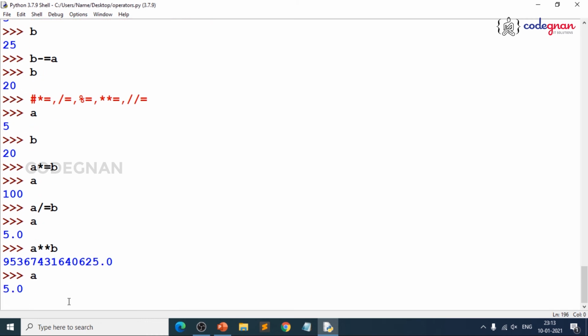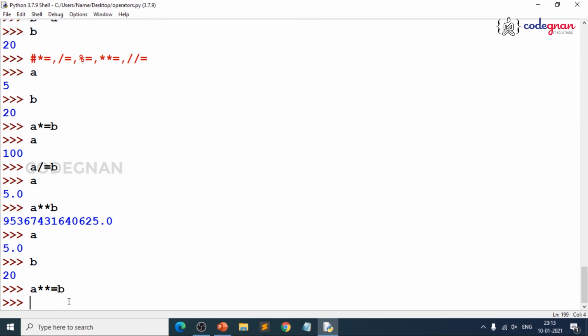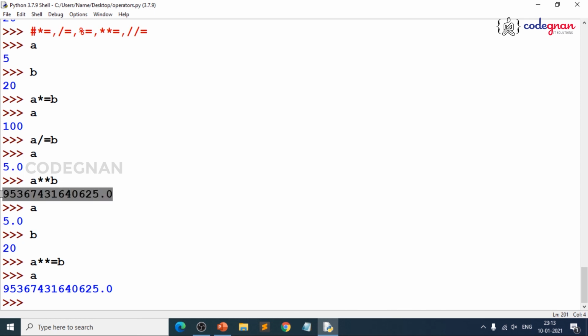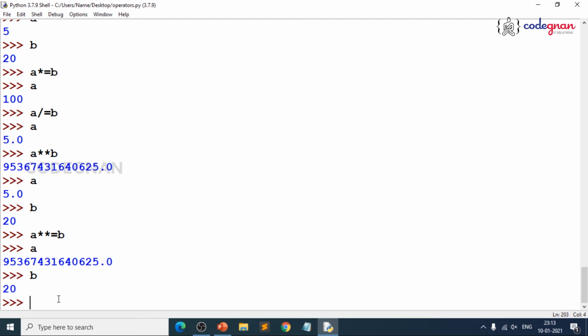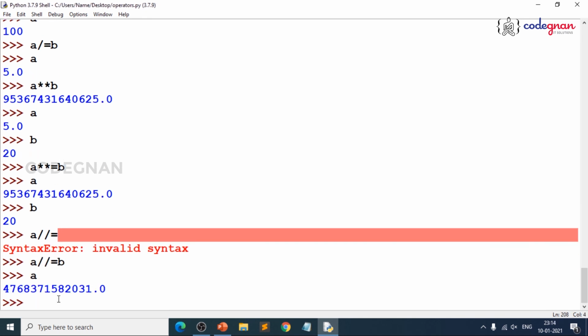So let me make it simple. A is 5.2, B is 20. I just wanted to make sure, A double star equal to B. A is equal to A double star B. What is A value? You are getting the same thing, because I have done the same thing and stored it in A. So don't worry about the values, right. And even if you try to do this, A double slash, just make sure A, because Python is case sensitive, A double slash equal to B. Sorry, I just missed B over there. A double slash equal to B. What is A value now? Because you are doing floor division assignment, modulus assignment, exponent assignment.